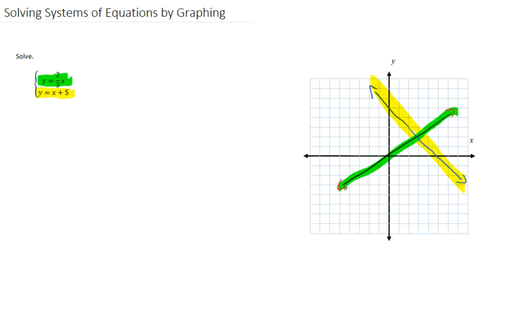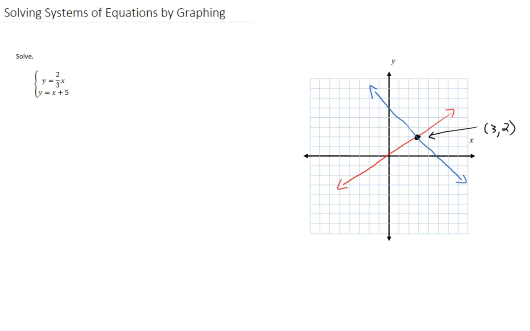So if in a system we are looking for where the ordered pairs are true in both equations, essentially what we're looking for is the point at which they intersect, because that's going to be where there's a point that makes both equations true. So the solution to this system is going to be the ordered pair (3, 2).